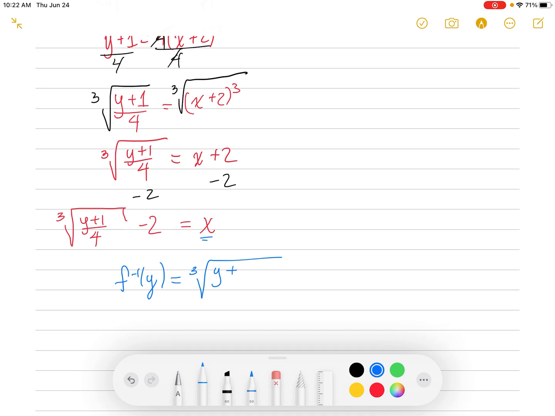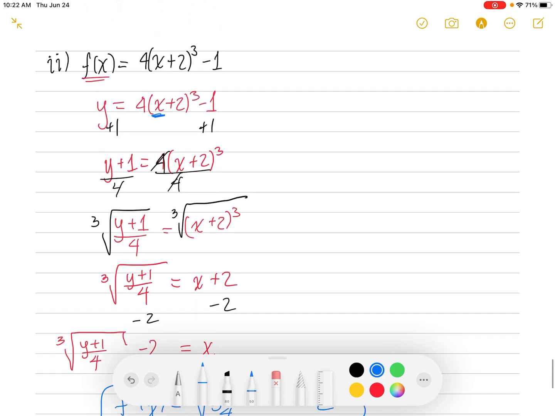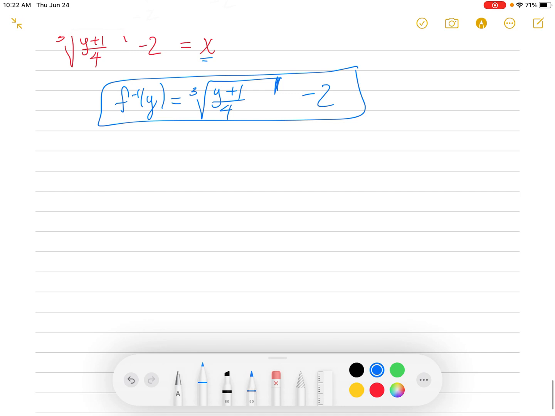And then I'll rename this x right here. I'll call that f inverse of y. So f inverse of y is the cube root of y plus 1 divided by 4, and then separate from the radical is that minus 2.